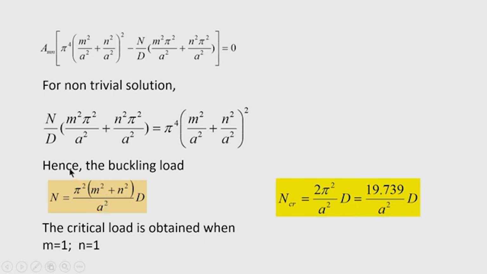This is easily observed: if m is equal to 1 and n is equal to 1, that means the plate buckles with half wave number in both x and y direction, then the lowest value of buckling load is obtained, and that will be the critical load. So, by putting m equal to 1, n equal to 1, we get the critical load for buckling as this. Its value is 19.739 D by a squared. So, this is the exact value.